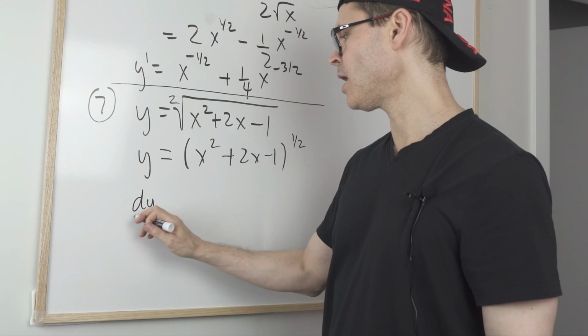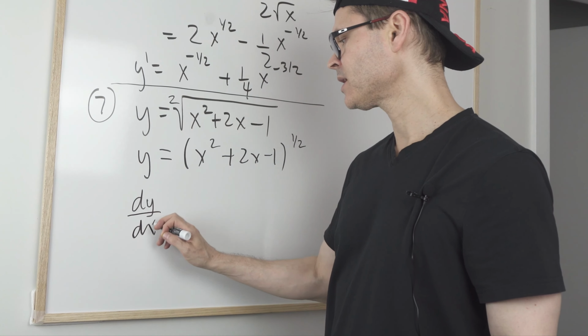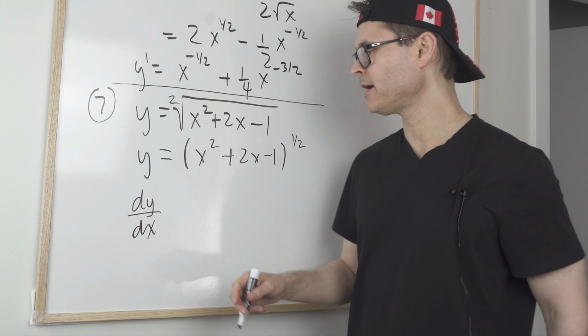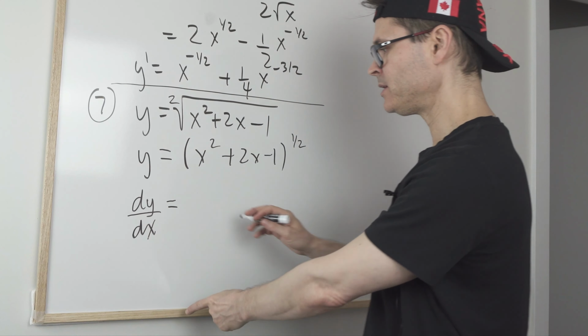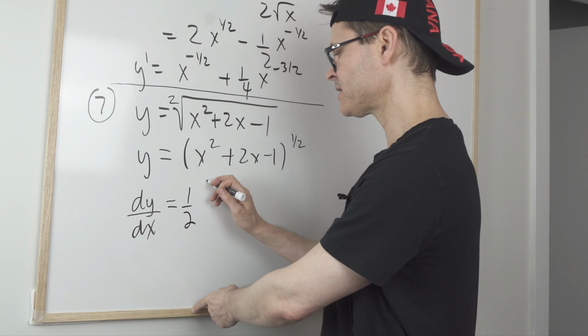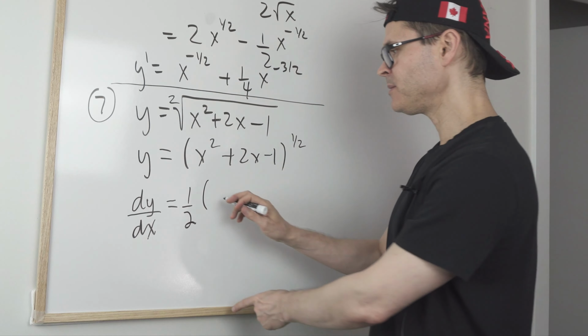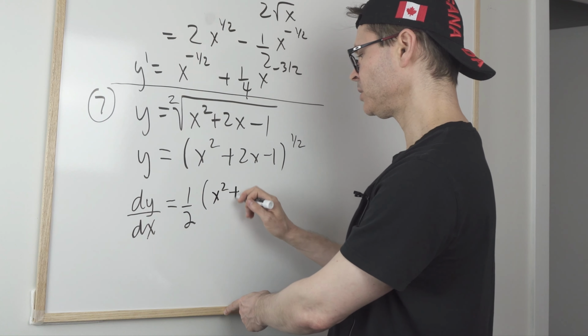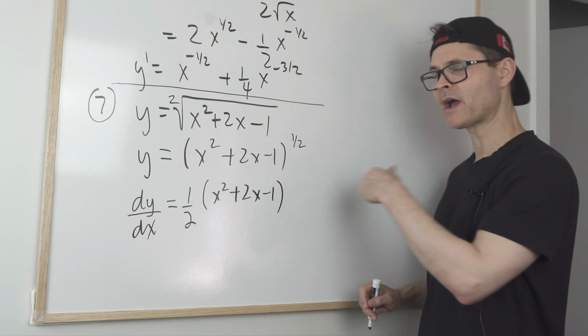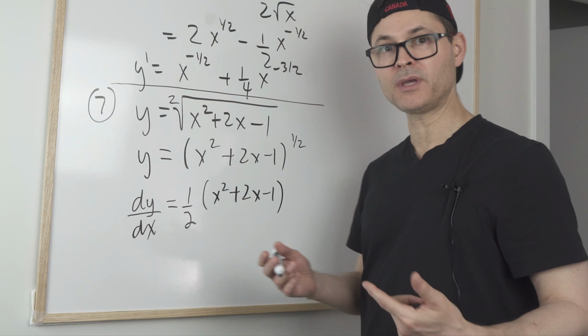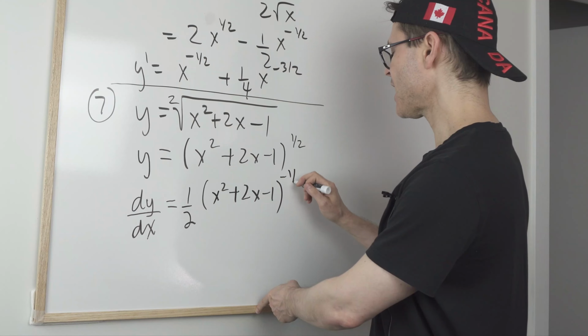So dy/dx is just an alternative to saying y prime, which is equivalent to, the rule is to take the exponent out front. You got to memorize some of this stuff. Just rewrite the base, so x squared plus 2x minus 1. And the rule is to subtract 1 from the exponent. Why? Because it works. So minus a half.